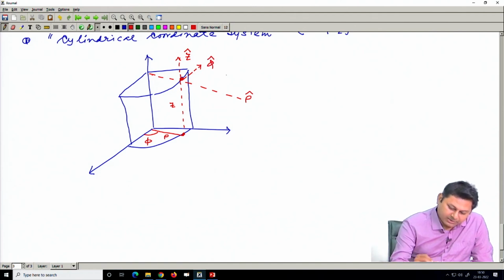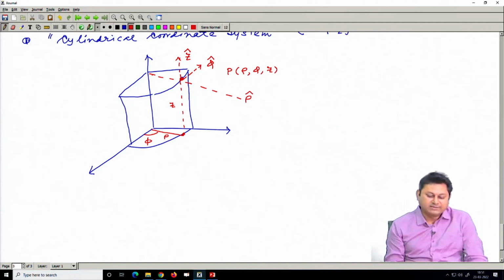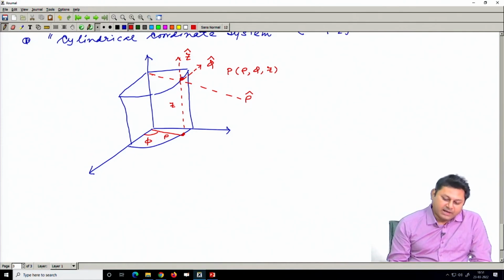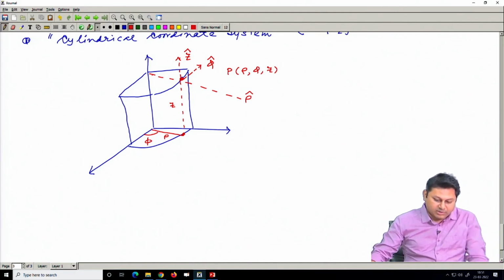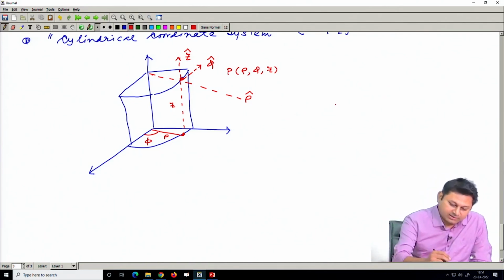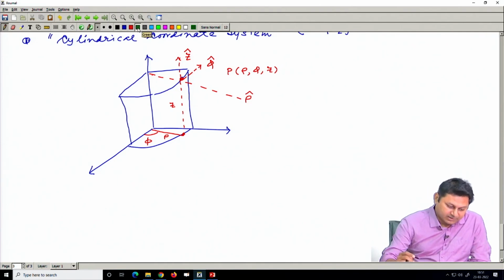So this will be my phi unit vector. The point here P should be defined with these three coordinates, that is rho from here to here, and then phi the angle rho is making, and the length from here to here z. So any point in space can be defined by these three parameters rho phi z. Now quickly try to understand what is the range of this, the way we did previously.